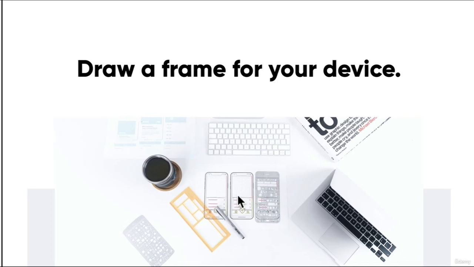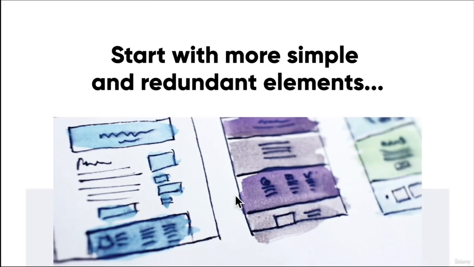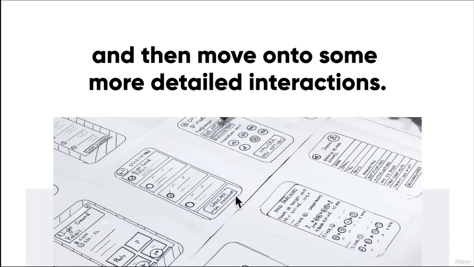The next step is to think about the bigger picture and more basic elements. Elements that are much more redundant that you'll see. They'll really help you kind of frame your sketches, whether it's a footer, it's a header. Think about those elements that you're going to be seeing a lot of. And then from there, move on to some of the more detailed elements and the more detailed interactions.